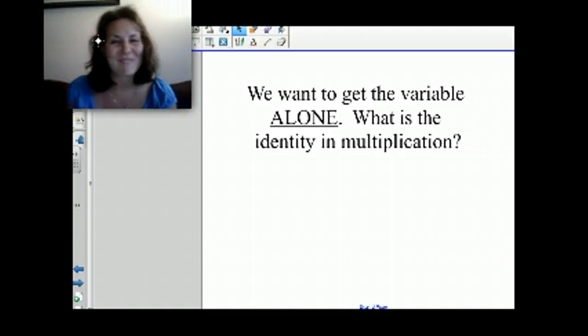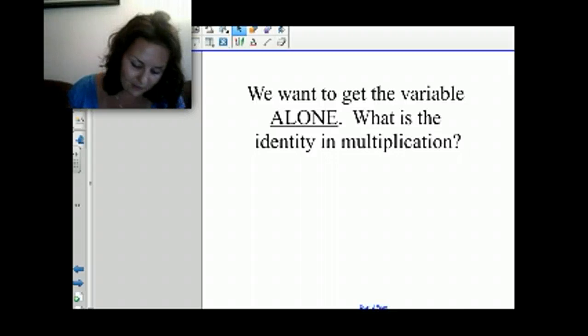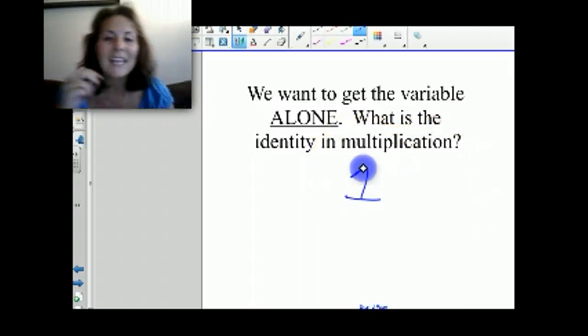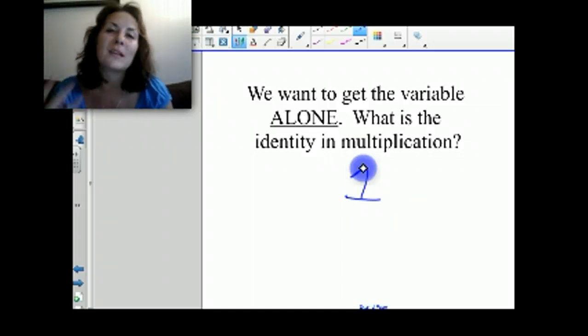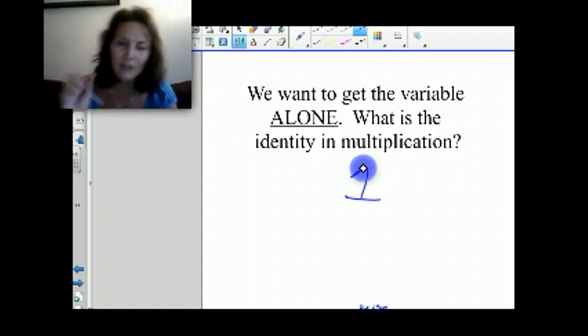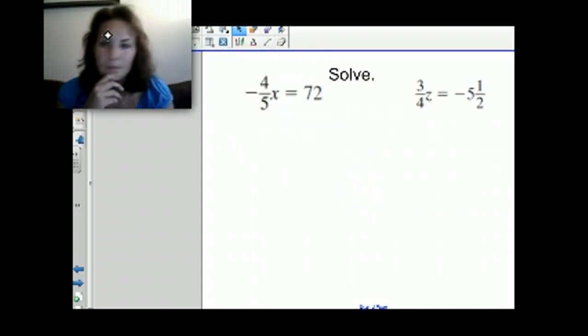We want to get the variable alone. What is the identity in multiplication? It's 1, right? Anything times 1 is itself. So that's what we do when we're multiplying and dividing, is turning our coefficients into 1. That's what gets the variable alone, by itself.